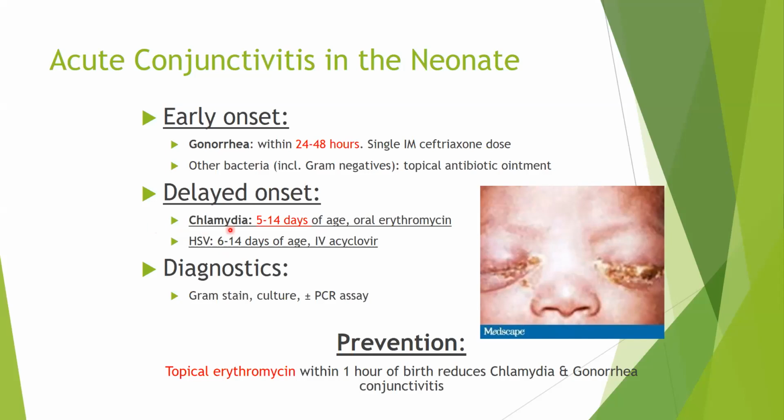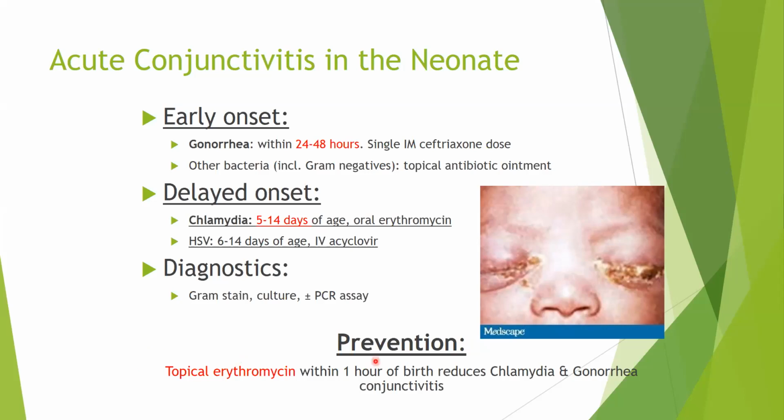If we suspect that it's a herpes simplex virus, then this is going to show up at about 6 to 14 days, so difficult to differentiate based on the history as far as chlamydia, but the presentation is going to be much different. So we want to see this child in the office and go from there. For diagnostics, we can do a gram stain, we can also culture it, and we can do PCR to get the genotype to effectively treat this.